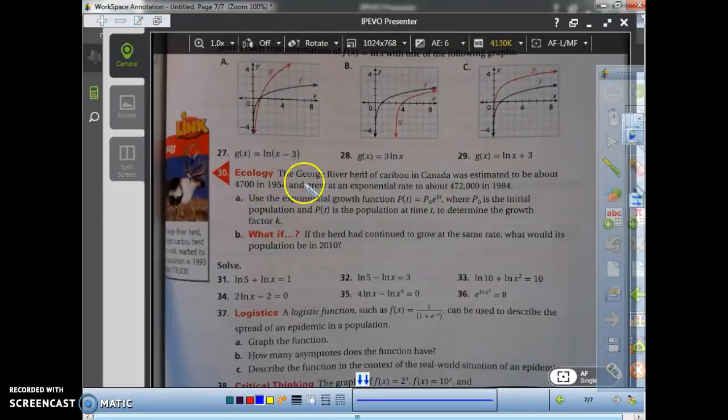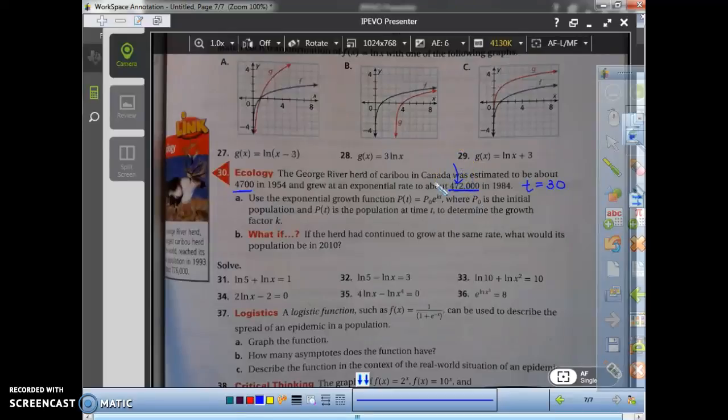So what I'm going to do is read everything. The George River herd of caribou in Canada was estimated to be at this amount, 4,700, and grew at an exponential rate to 472,000 in 1984. So how many years have gone by? What's the difference between that? Oh wait, 30. 30.